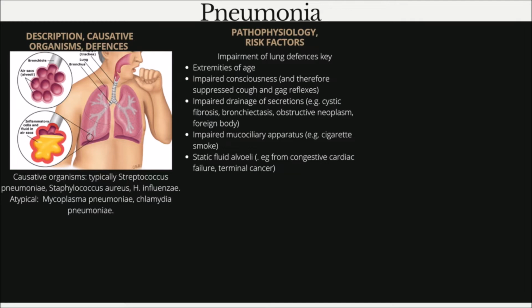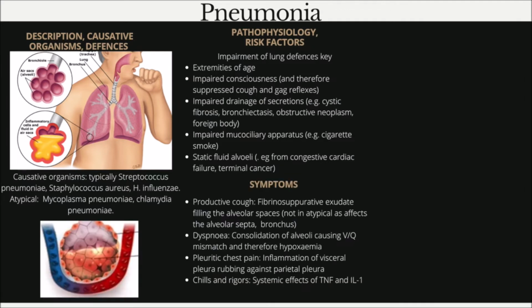So that is what's going on behind the scenes. How would a patient with pneumonia present? Well, they present with typical cold-like symptoms, so a productive cough due to the fibrinous suppurative exudate filling the alveoli. The patient would produce mucus to try to cough up the infection from the alveoli and then spit it out or swallow it so it gets killed in the stomach.